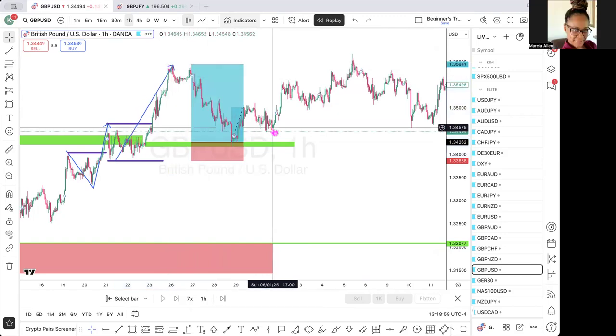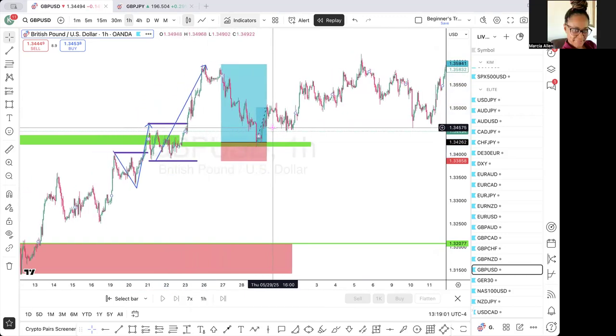Does that make sense to everybody? Yes. And candle closure is important too, right? Candle closures are very important.